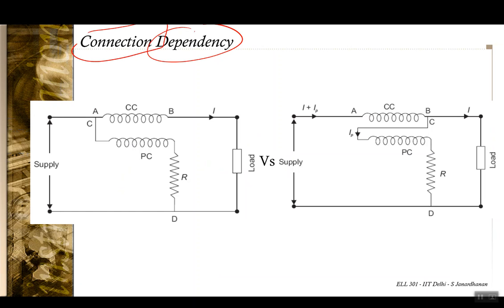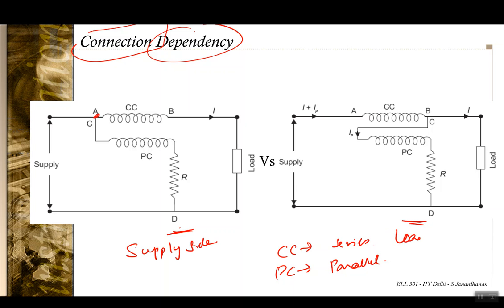So next we have the connection dependency. What we needed was that the current coil should be connected in series with the load, and the pressure coil is connected in parallel. There are two ways that can be connected. This is a source supply side connection, where the pressure coil is connected towards the supply side, and this is the load side connection, where it is connected to the other side.